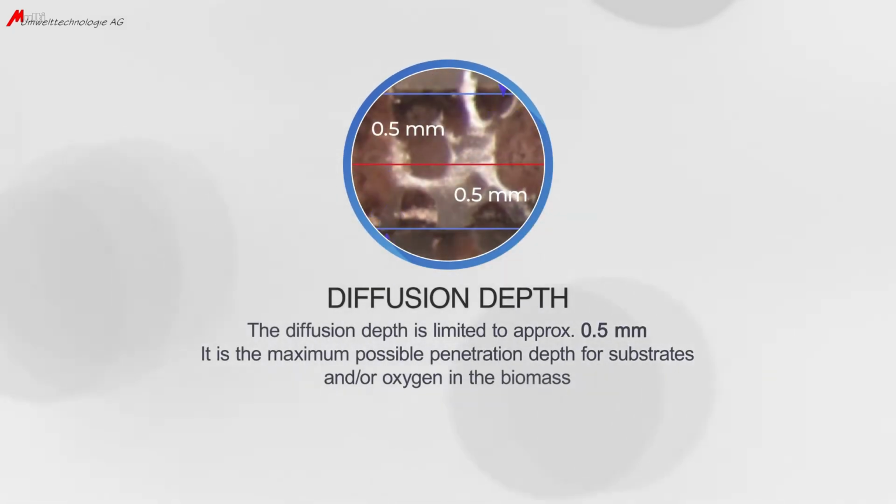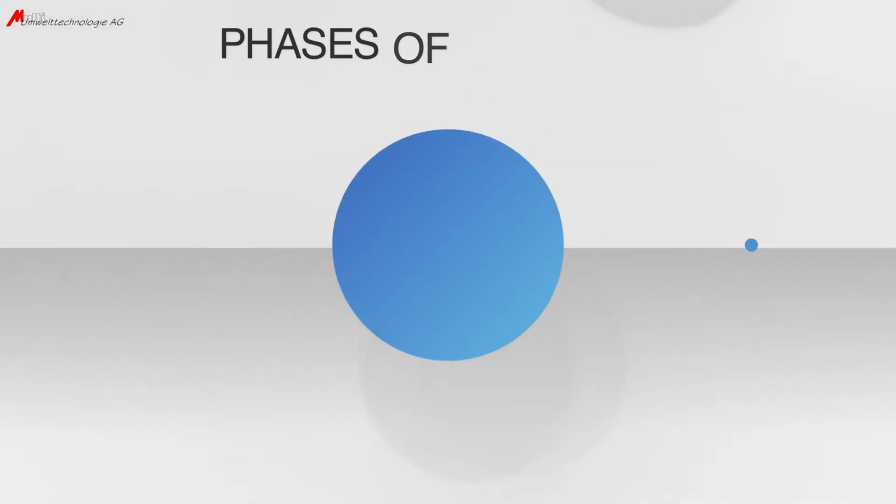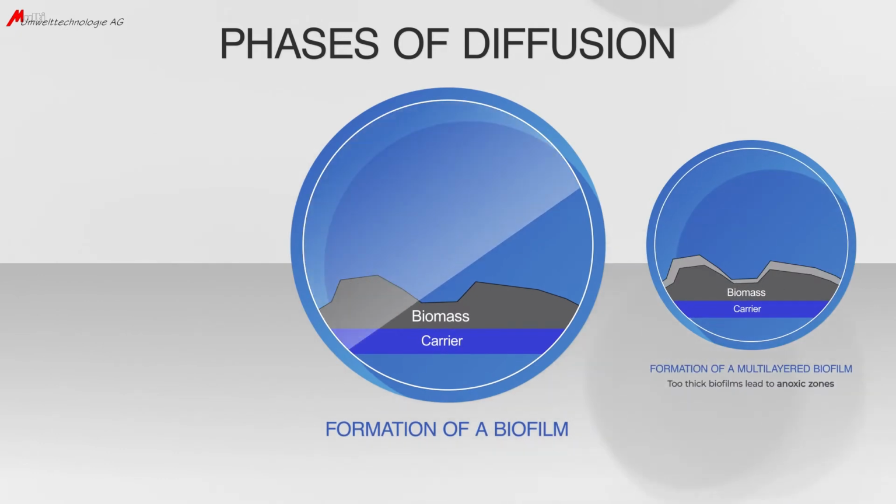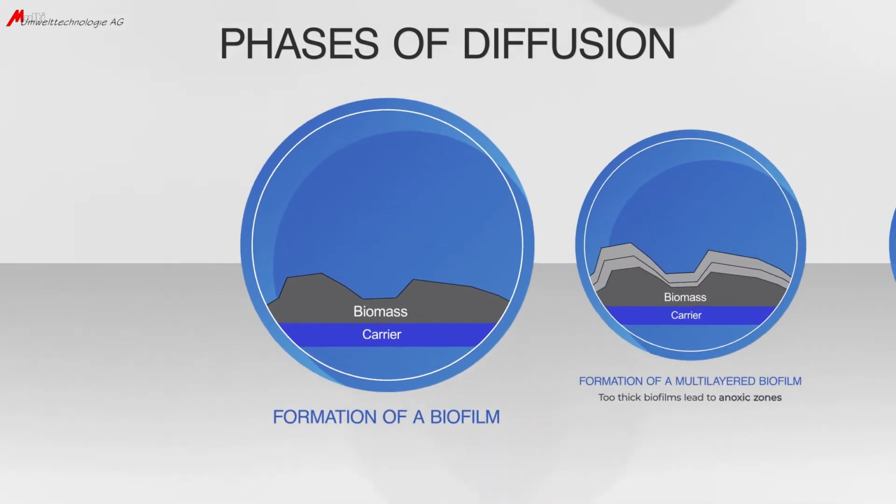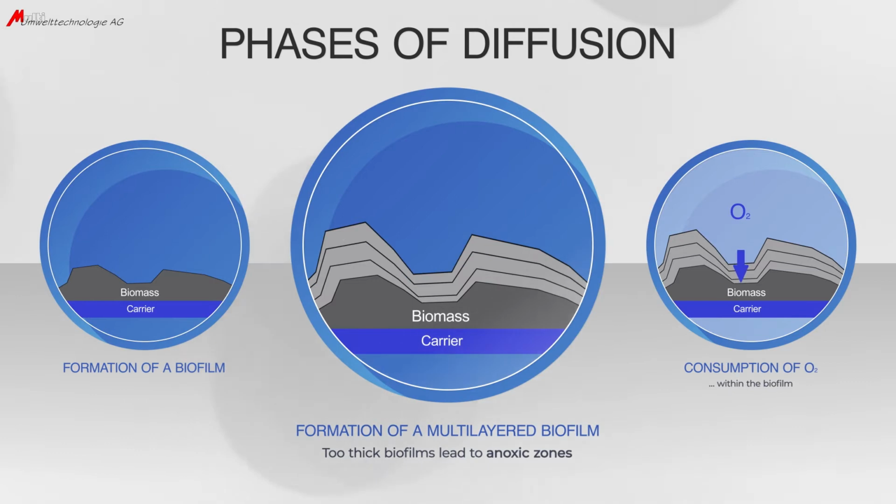The diffusion depth is limited to approximately 0.5 millimeters, which can also be found in related technical literature. The term diffusion depth shall mean the limit of a biofilm layer thickness up to which the biofilm can still be sufficiently supplied with nutrients and oxygen. There are different phases of diffusion. The first one is the formation of a biofilm on the carrier surface. Then, the biofilm is getting thicker.